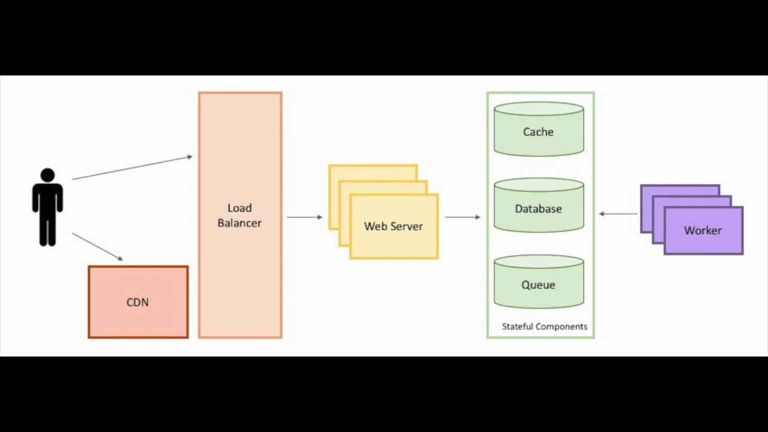Worker servers can provide several benefits in software engineering system design, including improved performance, scalability, and fault tolerance. By offloading processing tasks to worker servers, the system can handle more concurrent requests and respond faster to user requests. It can also be more fault tolerant as worker servers can continue processing tasks even if other servers fail.